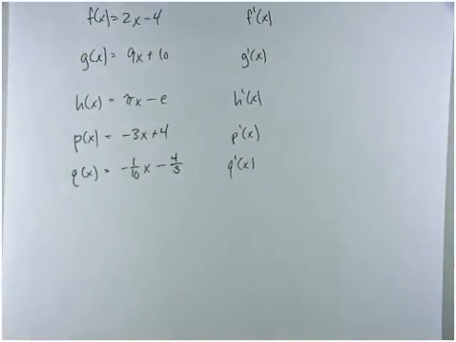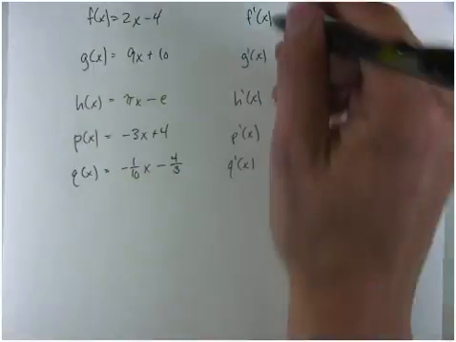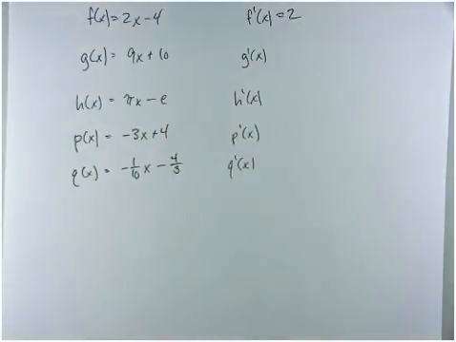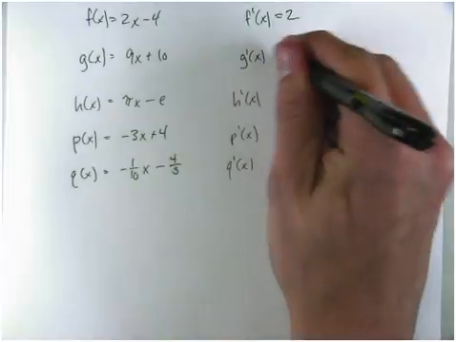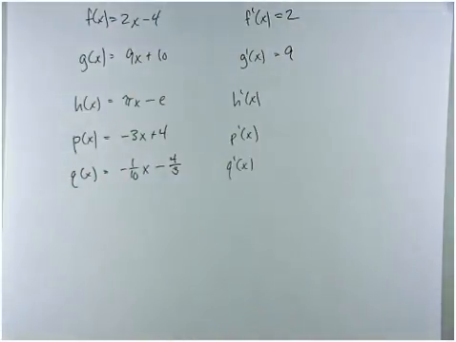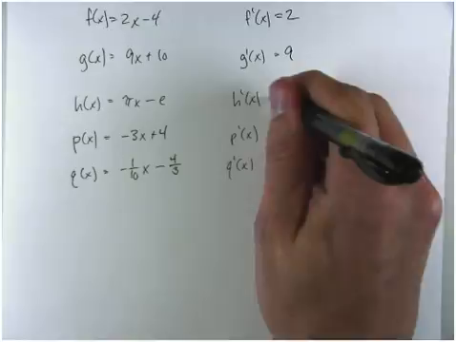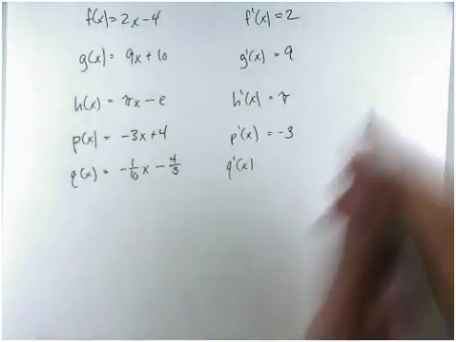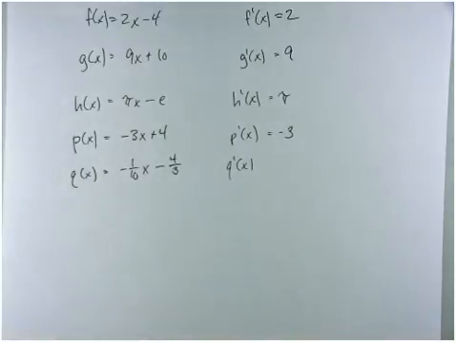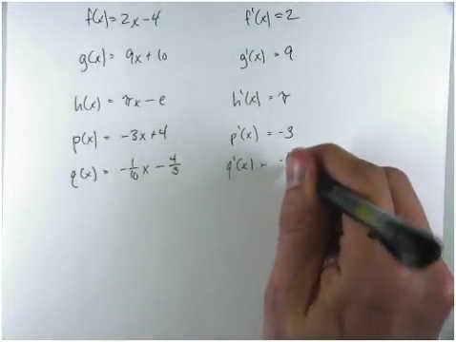What's the derivative of f? 2, right? It's a straight line. It has a slope of 2. It always has a slope of 2. Therefore, its derivative is going to be 2. What about the derivative of g? 9. And the derivative of h is pi. And the derivative of p, negative 3. And the derivative of q is negative 1/10.